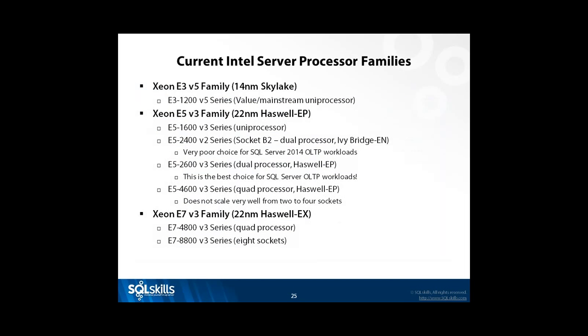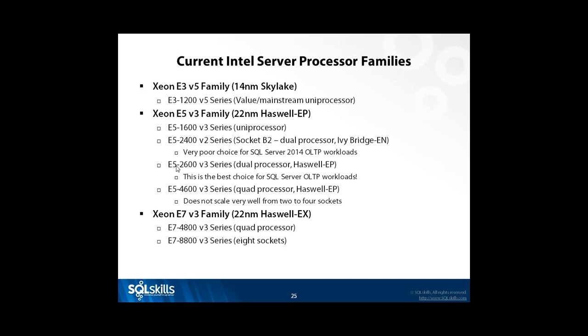So the current Intel server processor families that are available right now, well, for single-socket servers, they have something called the Xeon E3 family, and it's up to V5, and that just came out about a month ago. It's called Skylake and uses a 14 nanometer process, and that's basically a server version of a desktop CPU that's in single socket servers.